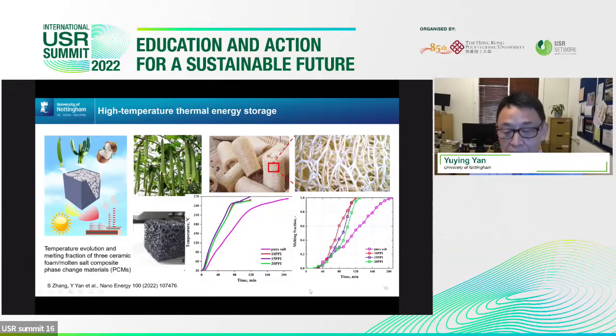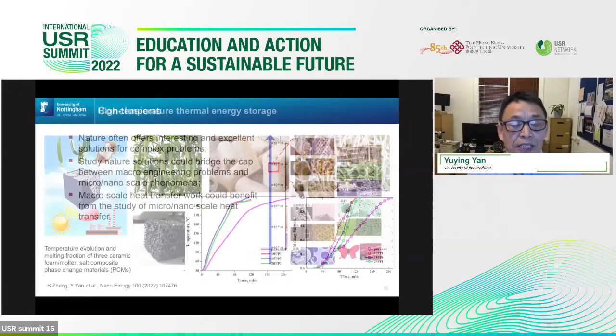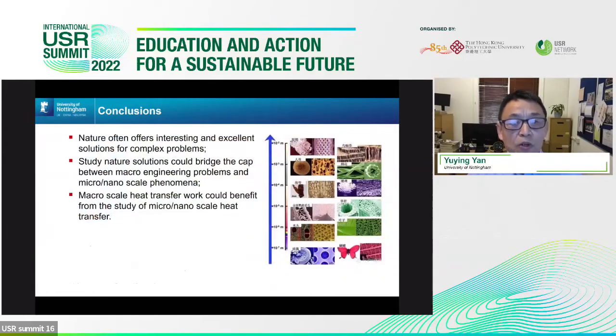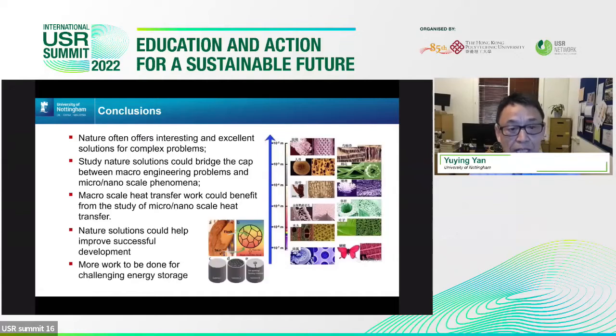So quickly, I would like to just draw a conclusion. We can say basically, nature often offers interesting and excellent solutions for complex problems, and studying nature's solutions could bridge the gap between the macro engineering problem and the micro nanoscale problem. And also we can see nature's solutions could help improve successful development, and obviously more work is to be done for the challenge of energy storage.